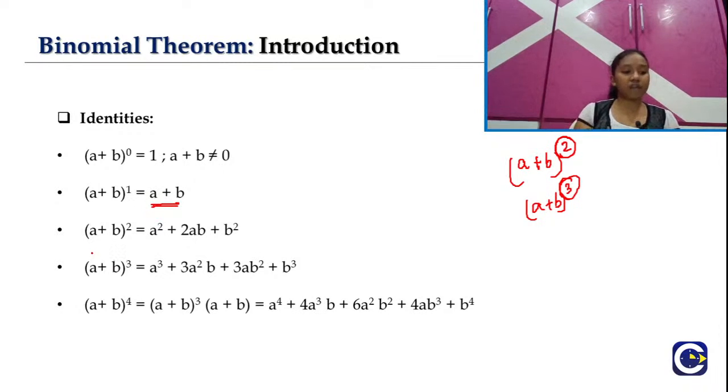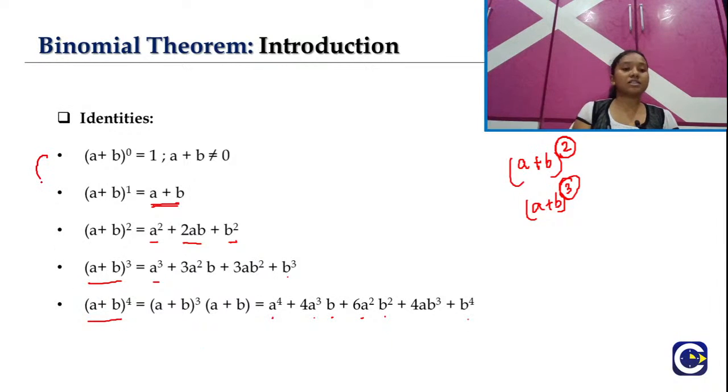And the next identity we are having here is a plus b whole square. You guys are very familiar with this. So what is the expansion of this a plus b whole square, guys? It is a square plus 2ab plus b square. And the next one, a plus b whole cube. The expansion here for a plus b whole cube is a cube plus 3a square b plus 3ab square plus b cube. Similarly, we'll be having the expansion for a plus b whole power 4, which is given by a power 4 plus 4a cube b plus 6a square b square plus 4ab cube plus b power 4.